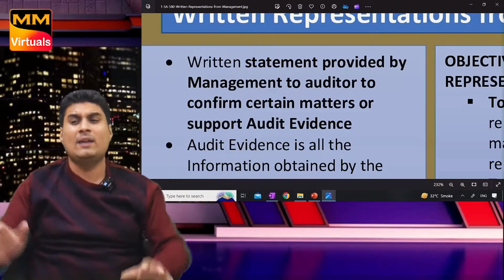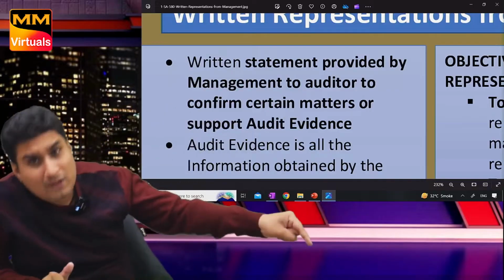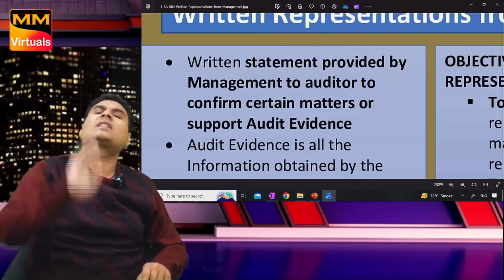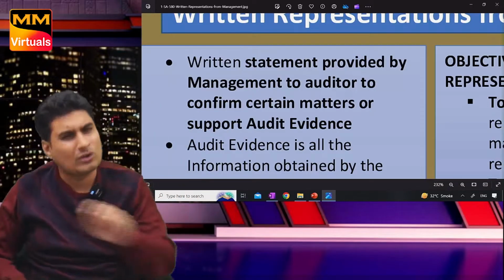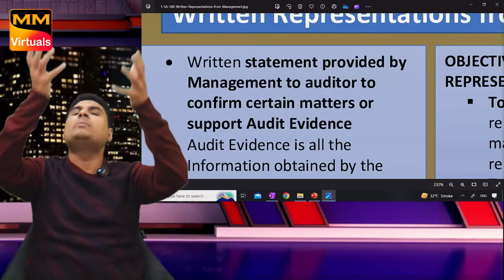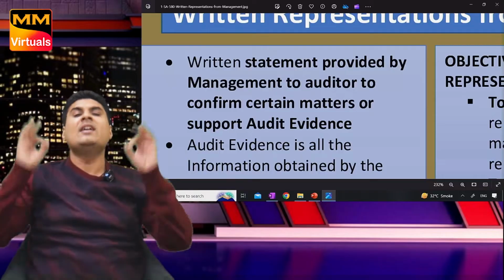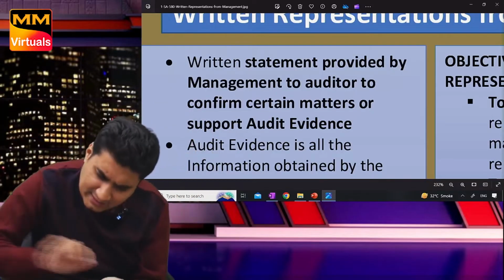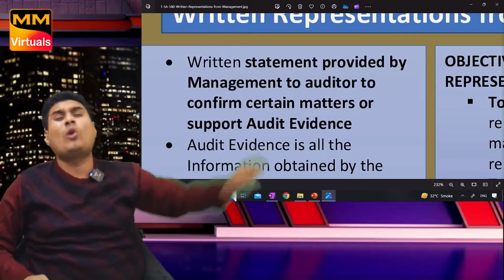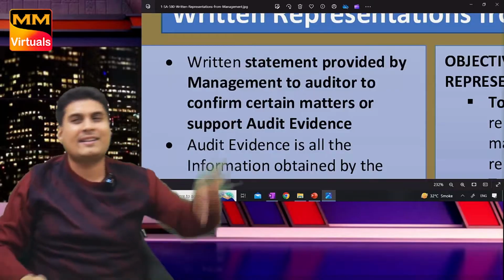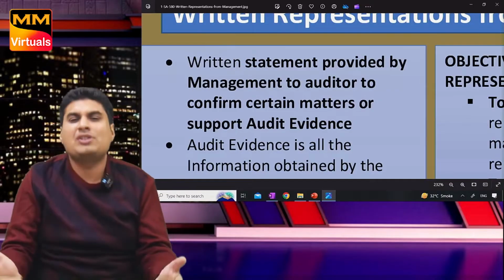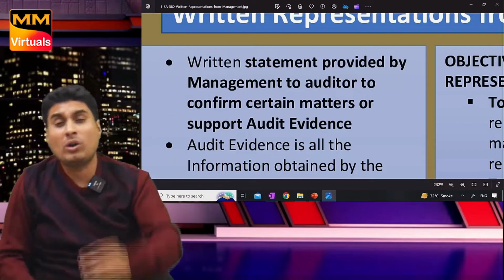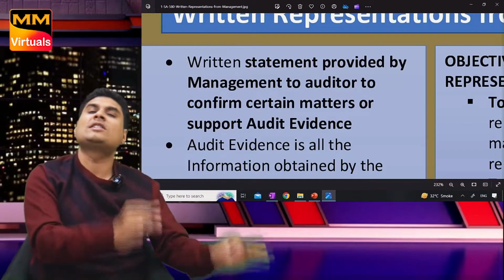Anything you can tell them, please write, for example that if a change in accounting policy or a change in method of depreciation is done, its effect is properly classified, described and disclosed. They will write, and the assurance will be much more. I hope you are able to understand. Written representations are a written statement by management given to the auditor to confirm certain matters or support other evidence, and when they confirm, the assurance is much higher because it's coming from those who are responsible for preparation and presentation.